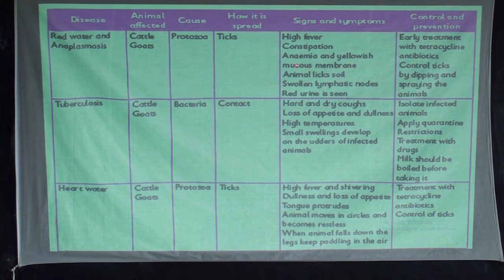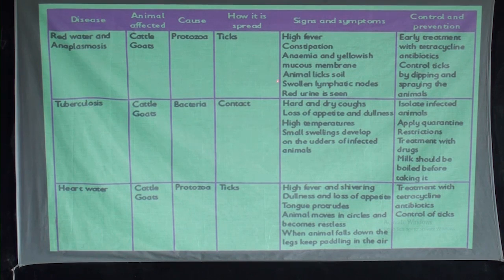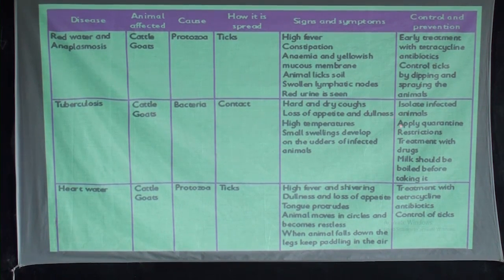Check from the mucous membrane, you see. And then the animal leaks soil. Most of the time you find it's leaking soil, okay? This is a sign of red water. And then red urine is seen. Simply when they urinate, urine will be red, okay? And this will simply show that it is suffering from red water. So a couple of all these signs and symptoms will show that this animal is not fine, is suffering from red water or anaplasmosis.